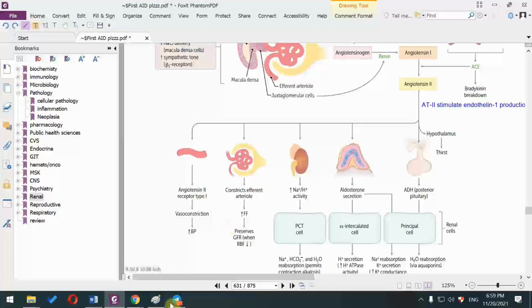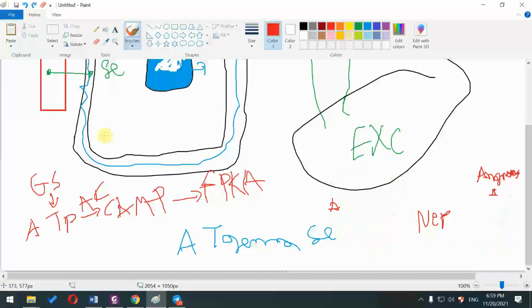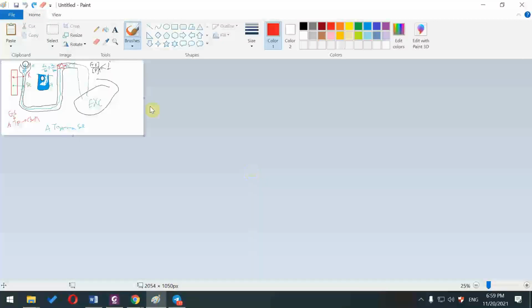constrict your efferent arteriole. Guys, if this is afferent, let me clear a little bit of this area because it's just becoming too much. Okay, so let me just make it bigger.